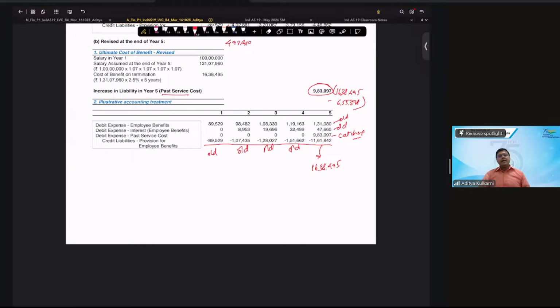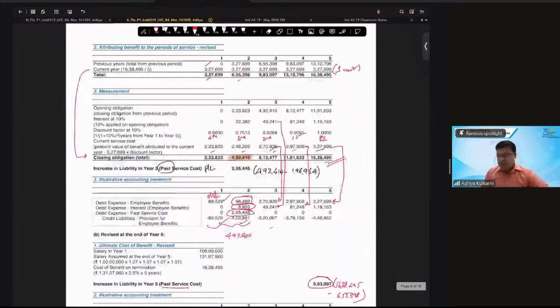The plan is changing in year 5, right? So the effect of that change will come in year 5. Yes, the change is happening at the end of year 5 in the given question. Otherwise, in the earlier case, the plan changed in year 2, so we took the impact in year 2 itself. All right. So that is why it is. Any other doubts?